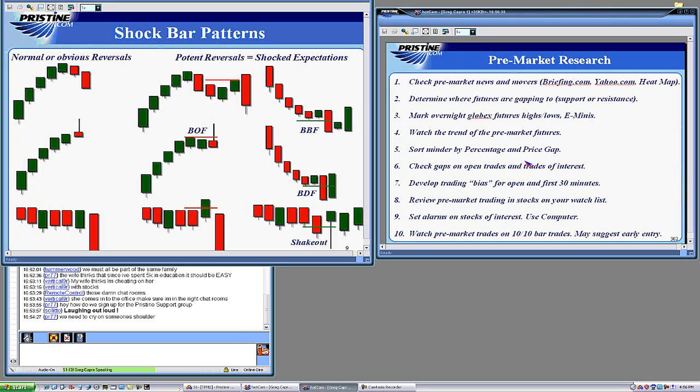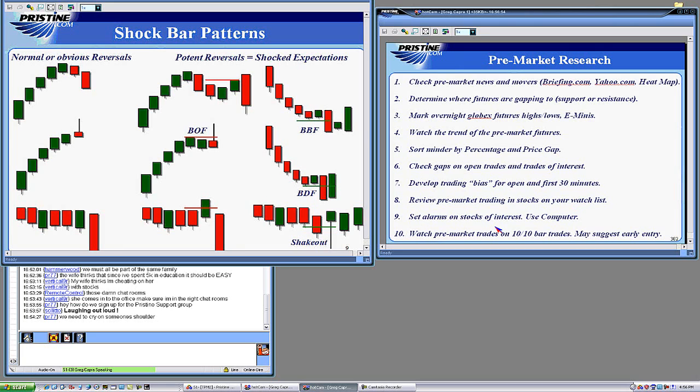Sort your minder. See what's gapping up and down. Check gaps on open trades if you have any. And you're going to develop your bias for the market open. Pre-market trading, stocks that are in your watch list, to see how they're trading.